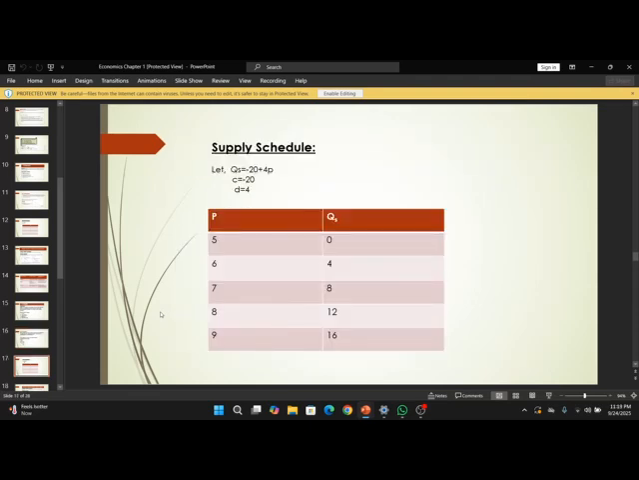Supply schedule. Now let's move on to the supply schedule, which shows the relationship between price and quantity supplied in a table form. From this schedule, we can clearly see that as the price increases, the quantity supplied also increases. This is a numerical proof of the law of supply.